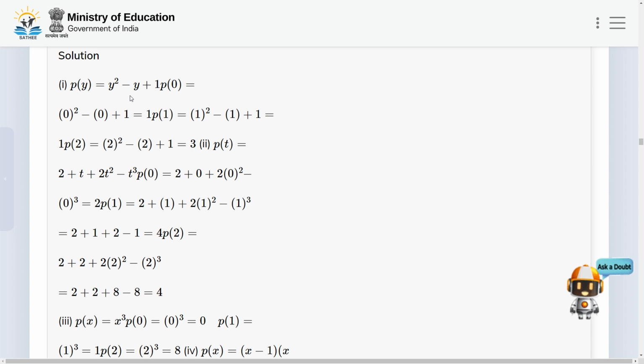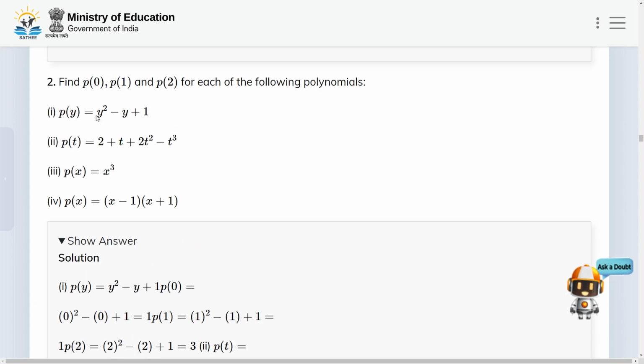P of 1 is equal to 1, and p of 2 is equal to 3. And now let us move to the next one. Here we have this polynomial p of t is equal to 2 plus t plus 2t square minus t cube. Okay, so this is a polynomial in variable t. So let us find p of 0, p of 1, and p of 2.